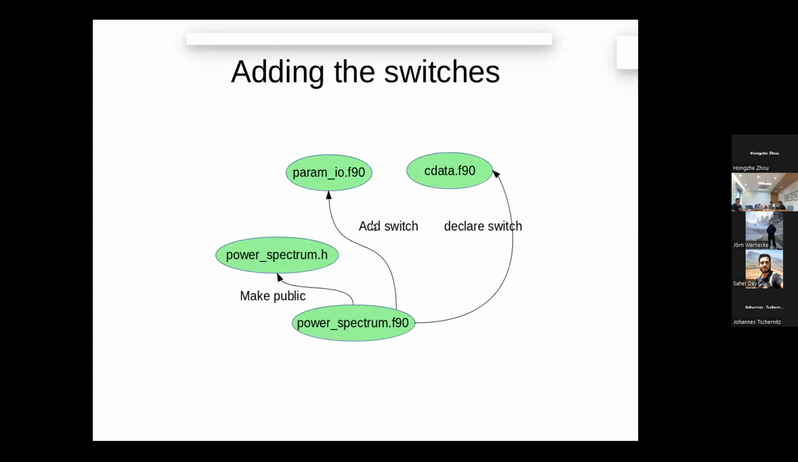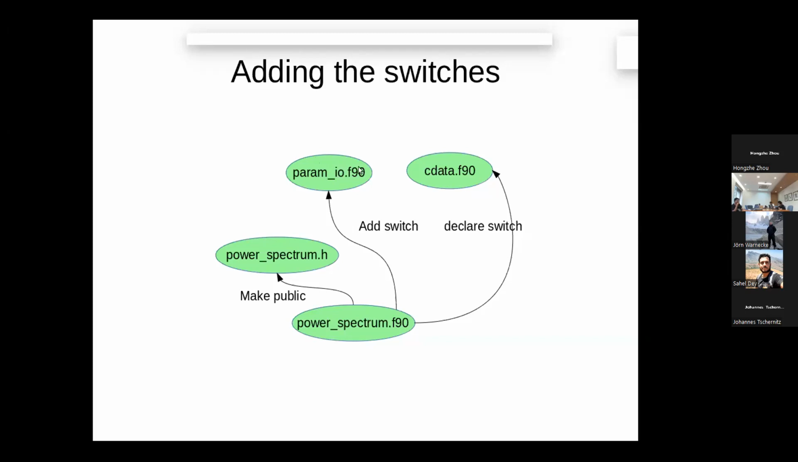First, we need to add a switch to this. For example, we need to make a change in power_spectrum.f90. We need to add a subroutine. Once we add the subroutine, we need to make it public so that it becomes available to all the other programs. So then I need to declare the routine in power_spectrum.h. Then I need to introduce a switch for this particular subroutine, because I need the freedom to decide whether to use this routine or not. Once I add that switch, like I showed previously, in this case particularly I need to add it in param_io.